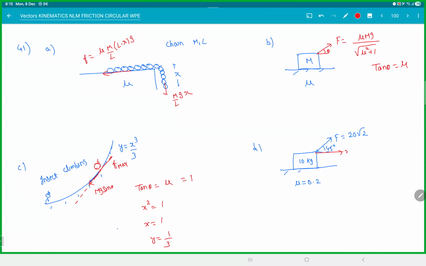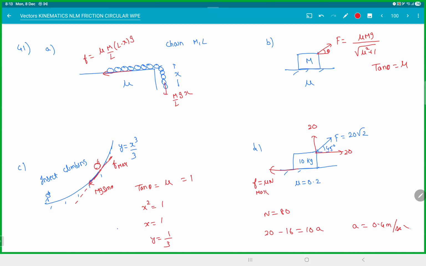Find the acceleration of the block. This is 20. Here, another most common mistake. People write friction is mu mg. Friction is not mu mg. Friction is mu into N. And N is not mg here. N is 80. That's the most common mistake that happens. So that will be 20 minus 0.2 into 80, which is 16, is equal to 10a. A is equal to 0.4 meter per second square.